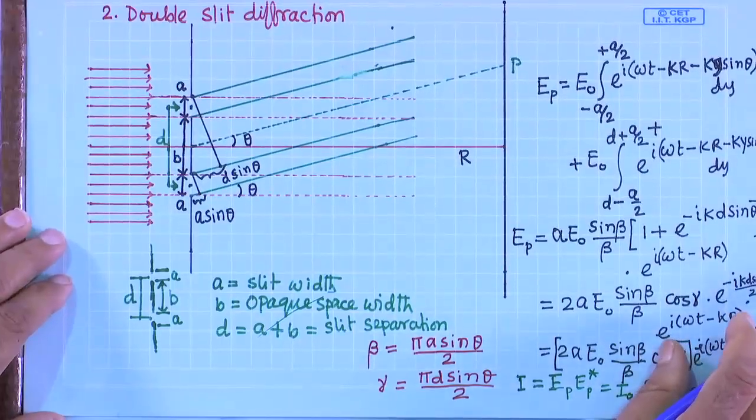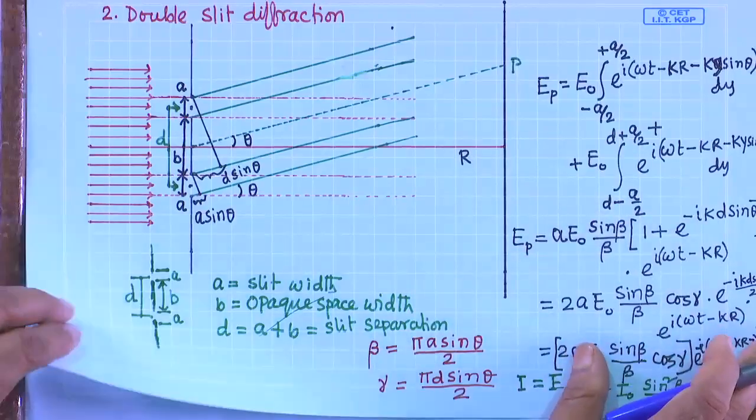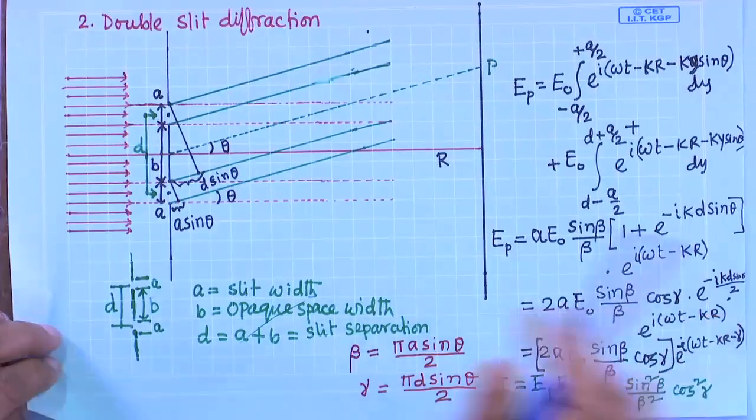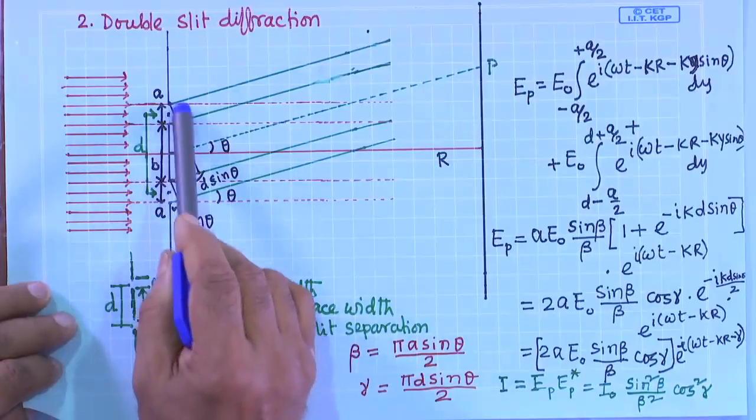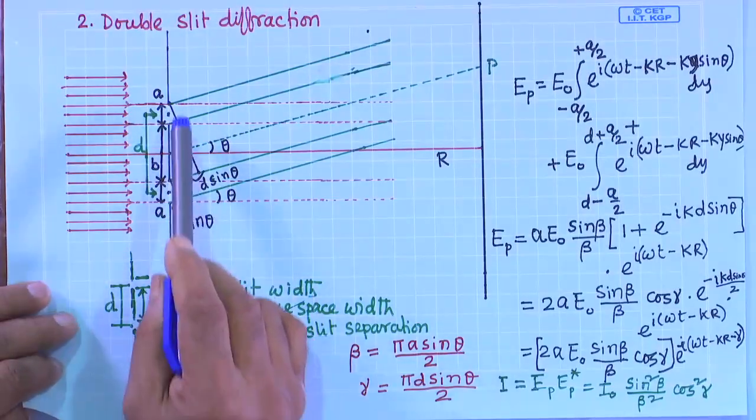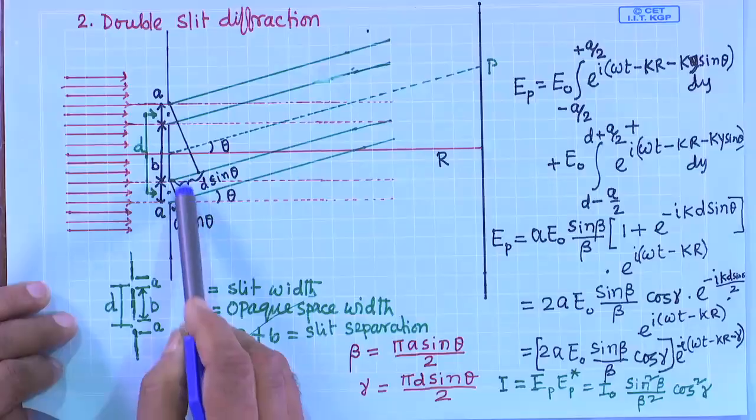In the last class I discussed single slit diffraction. Now I will discuss double slit diffraction. It is a similar treatment, but now the single slit is replaced by a double slit. This is one slit and this is the other slit.